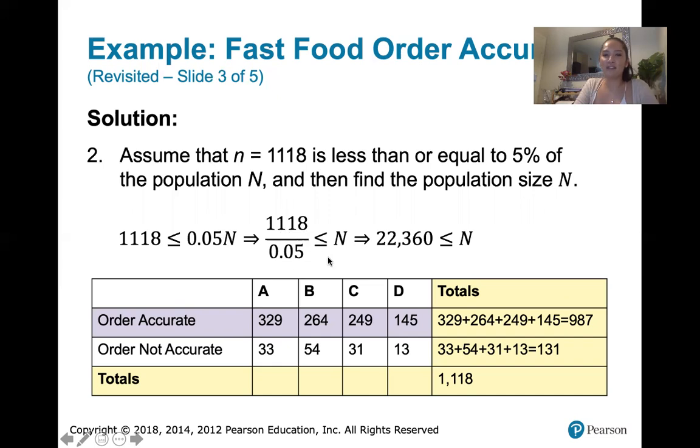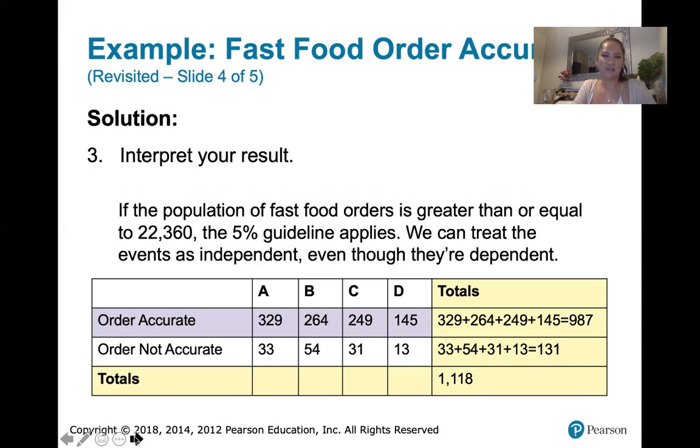And then you simplify that fraction, which is that number over that decimal, and you get 22,360. That has to be less than or equal to N. Or alternatively, you could say that N has to be greater than or equal to 22,360. So let's interpret this result. What this means is, if the population of fast food orders that we're interested in is greater than or equal to 22,360, then the 5% guideline applies, and we can treat the events as independent even though they're dependent.